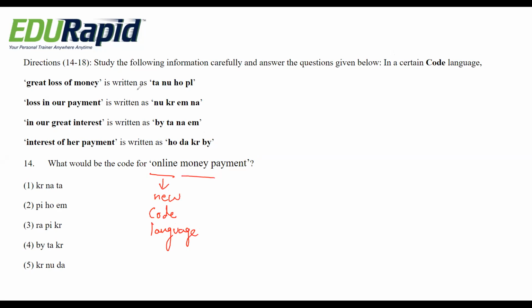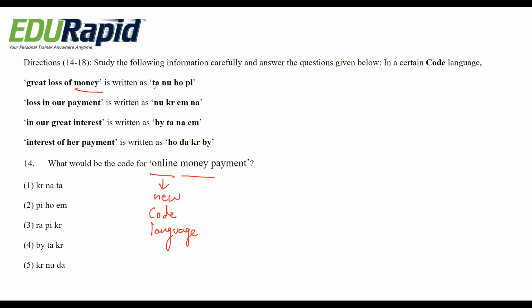For money, in the first sentence it is present. In the second it is not present. Third sentence also not present. Fourth sentence also not present. So it should be alone, which is not present in the 2nd, 3rd and 4th sentence.